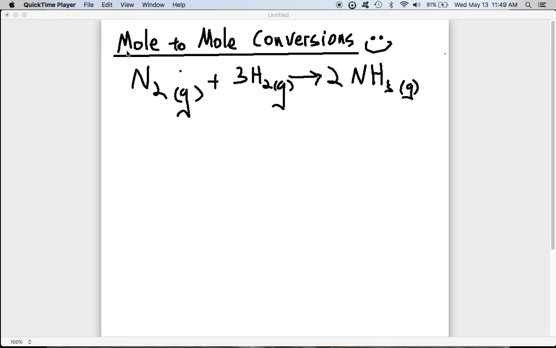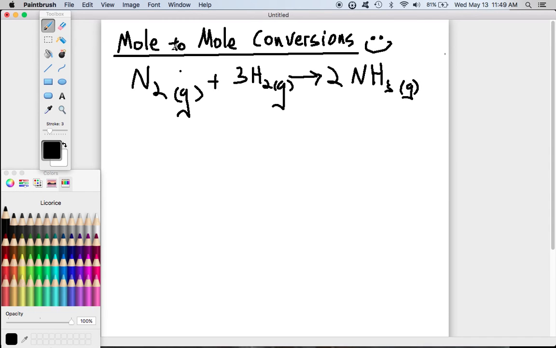Today I want to talk about mole-to-mole conversions. We're doing stoichiometry. Here's our recipe. We're cooking ammonia, which we can turn into fertilizers. 1 mole of nitrogen reacts with 3 moles of hydrogen to produce 2 moles of ammonia. That's my recipe.